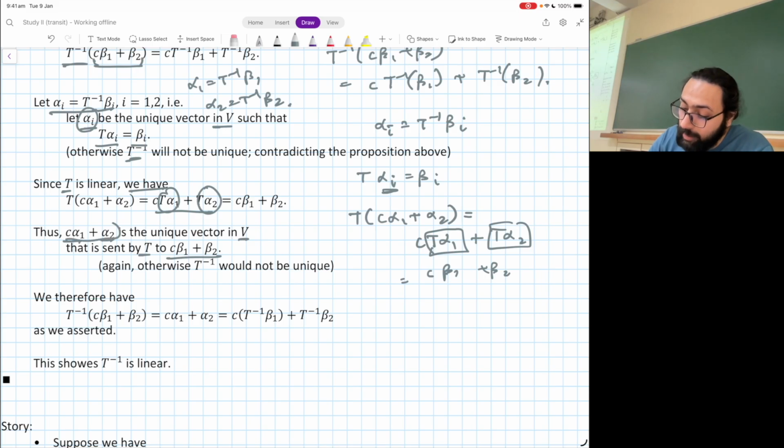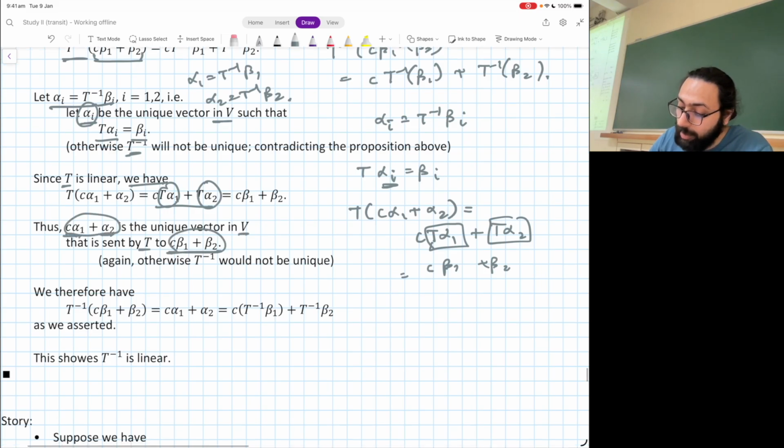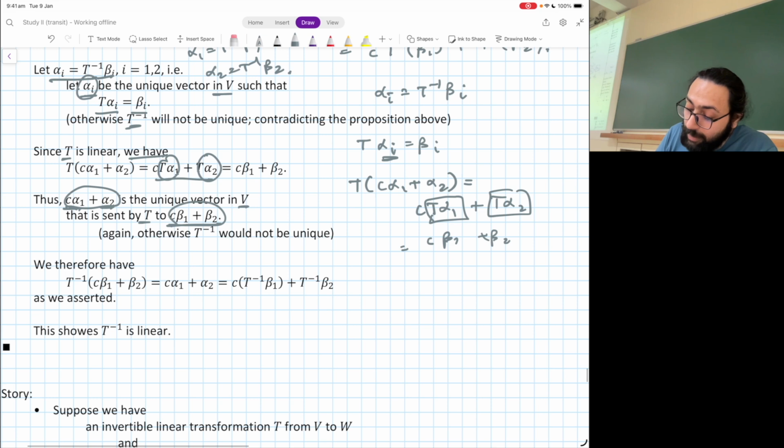So we have this vector, and we know that this would give us the required mapping. And so therefore, what do we have? When you apply T inverse to C beta 1, beta 2, you're going to get this object over here, which is what we just proved above.